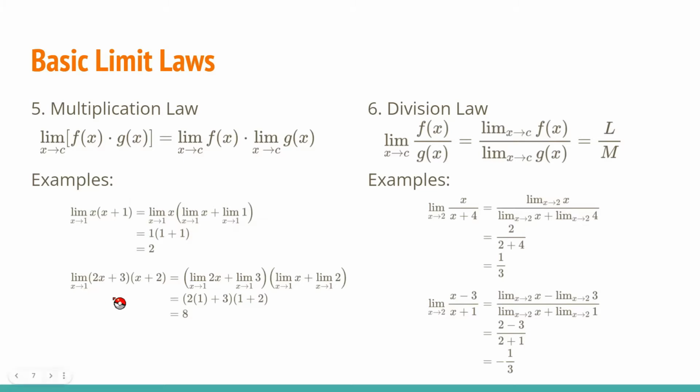Next, the limit of 2x plus 3 times x plus 2 as x approaches 1. So we separate them. We find their individual limits. So the limit of 2x plus the limit of 3 times the limit of x plus the limit of 2, all as x approaches 1. Eventually, if we use the limit laws and evaluate them, we will get 2 times 1 plus 3 times 1 plus 2, which will give us 8.